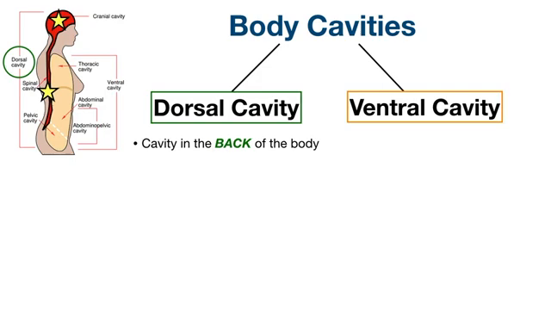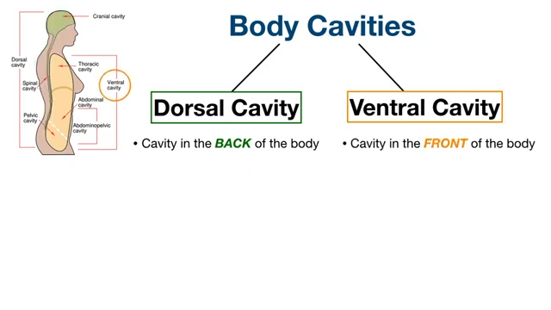So that means the ventral cavity is the cavity located in the front of the body, which makes sense because ventral means front or anterior. The ventral cavity is the tan beige cavity on the image. Let's also highlight this cavity in red, and you can see how the ventral cavity is situated in front of or anterior to the dorsal cavity. Now that we have a good understanding of the dorsal and ventral cavities, each cavity can be broken down even more. Let's start with the dorsal cavity.